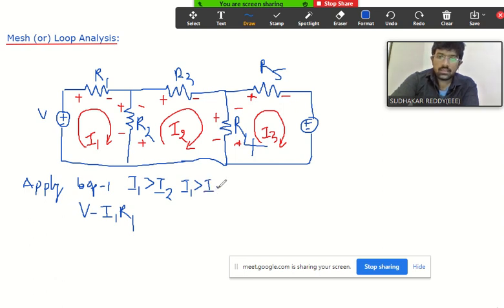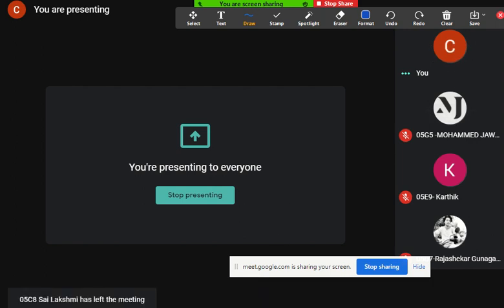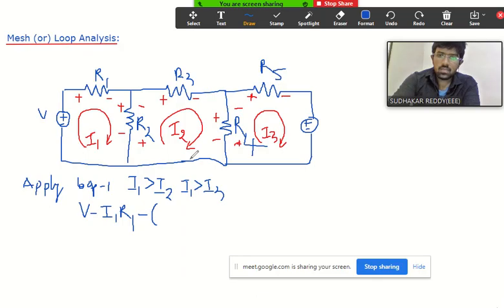So assume like this. Now here, we need to write I1 minus I2 or I2 minus I1? We need to write I1 minus I2. So when it comes to I1, what is the polarity here? Plus. So we are moving from positive to negative, so here we need to write minus I1.